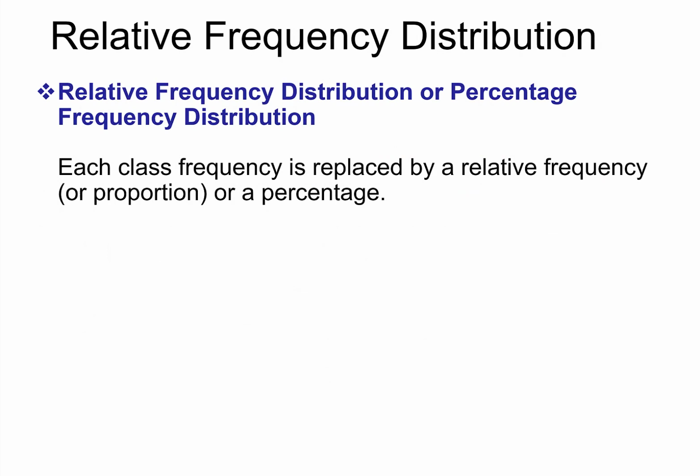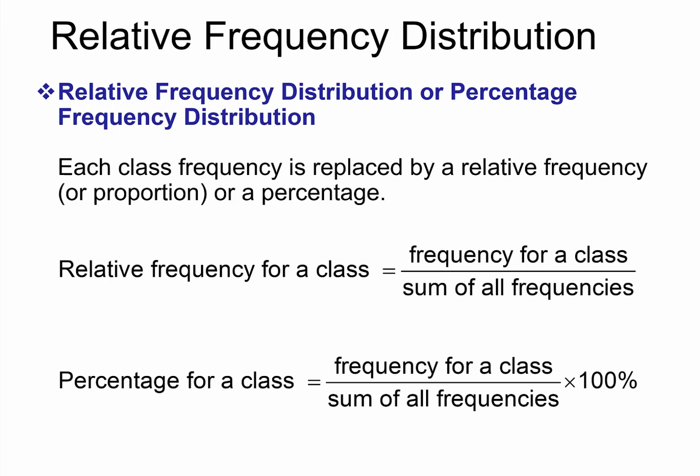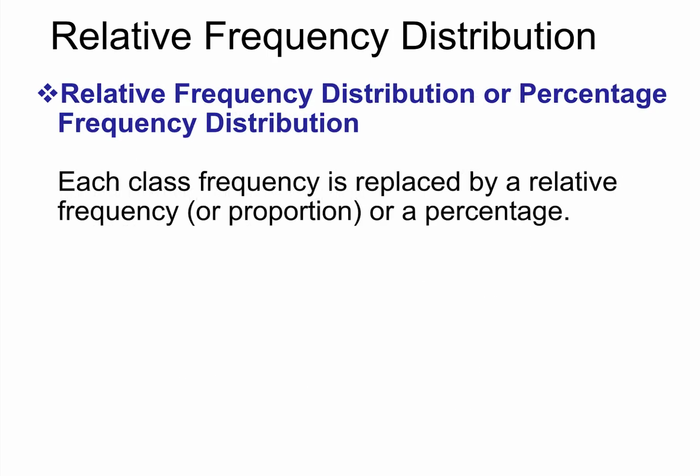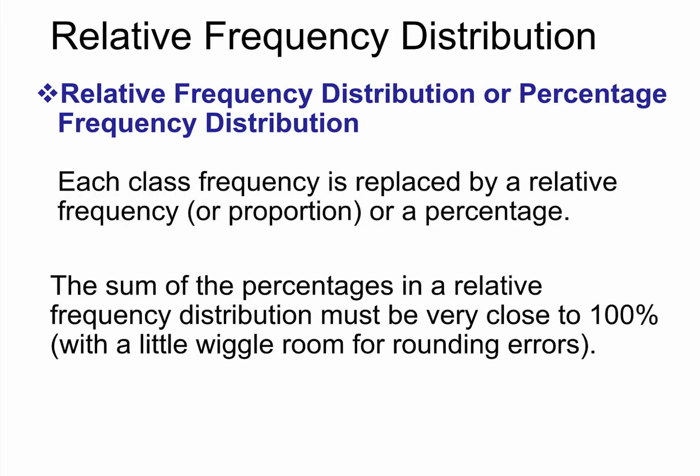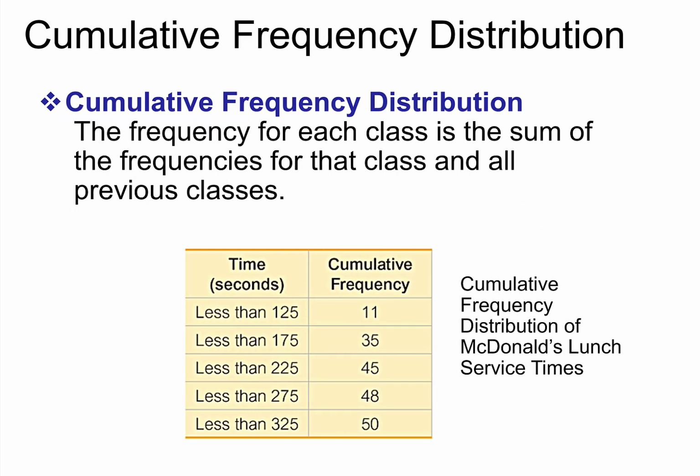A relative frequency distribution or percent distribution is similar to the frequency distribution, but it shows the percents or proportions in each of the classes. And there are formulas that we use to calculate those. The sum of the percentages in a relative frequency distribution must be very close to 100. They might be off a little bit because of rounding, but they should be pretty close, somewhere between 99 and 101%.